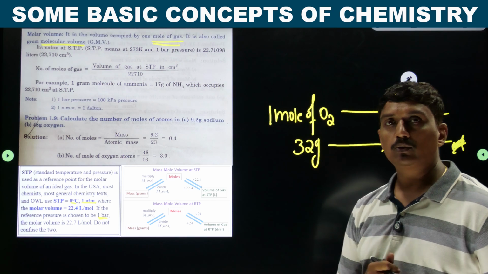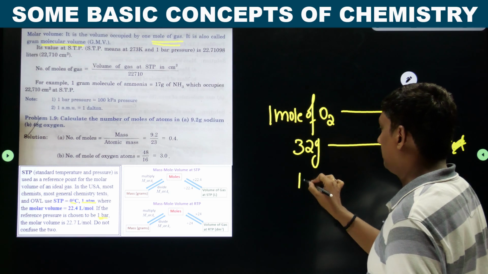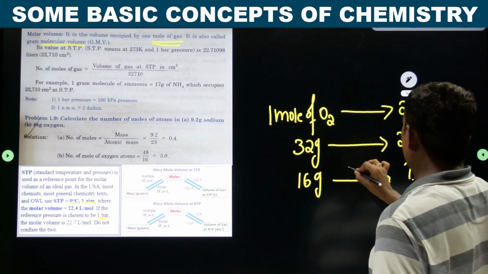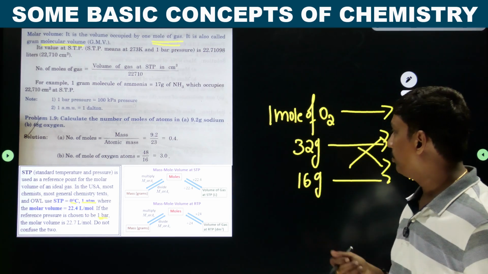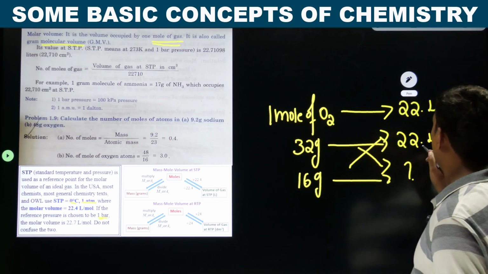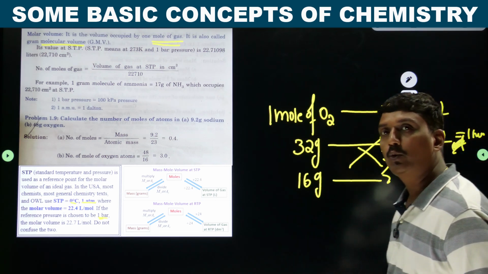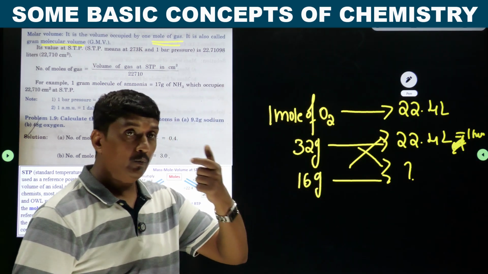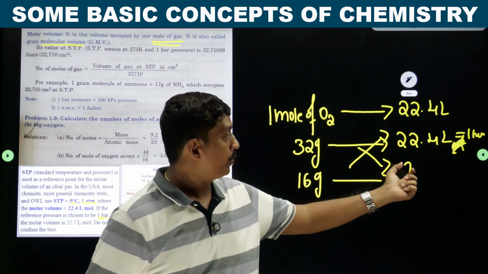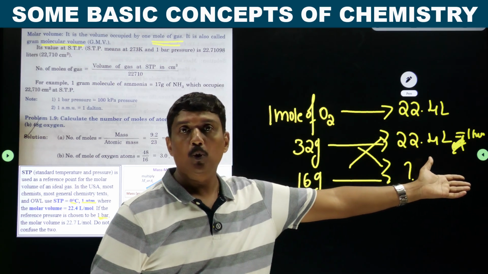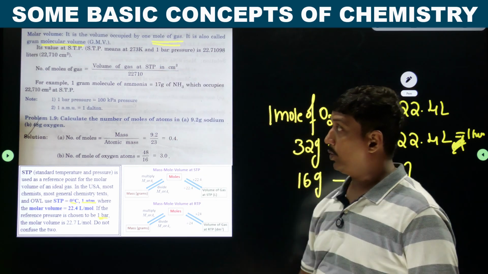My question is, 16 grams of oxygen, how many moles? Very simple. Cross multiply, which is equal to 0.5 moles. 0.5 moles, how many liters? That's 11.2 liters. This is how we convert grams into liters. If you know the liters, you convert into moles. So this is the application of molar volume.